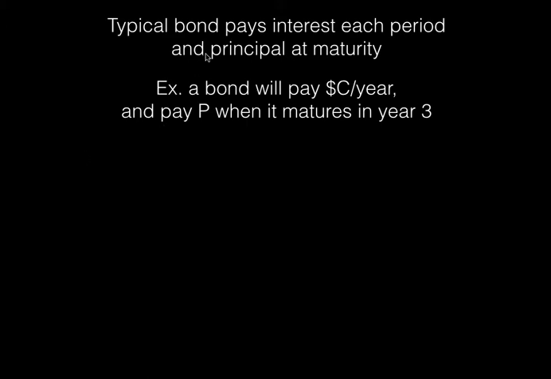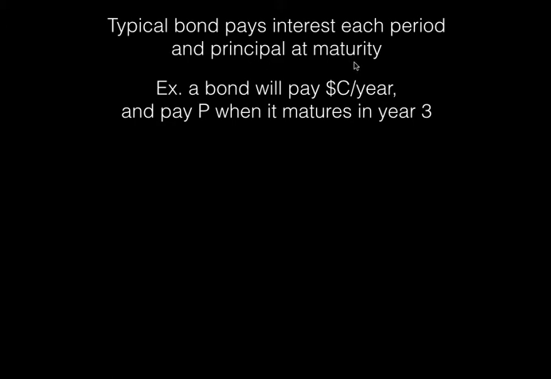So the way a typical bond works, there are different kinds of bonds, but it's going to pay interest each period. It might be twice a year, I'm just going to use annually. And it's going to pay some principal or face value, sometimes called par value, at maturity.